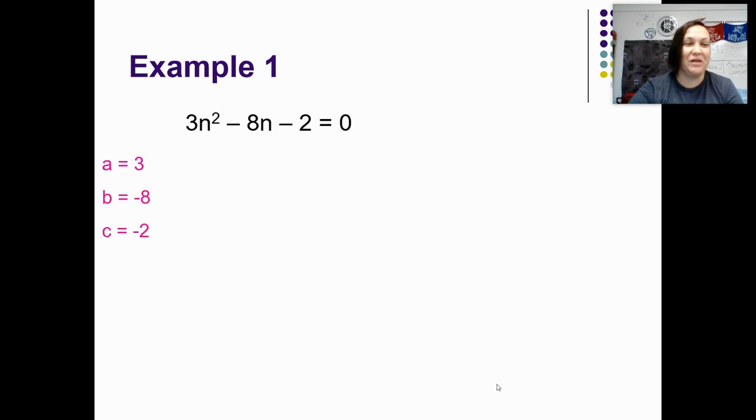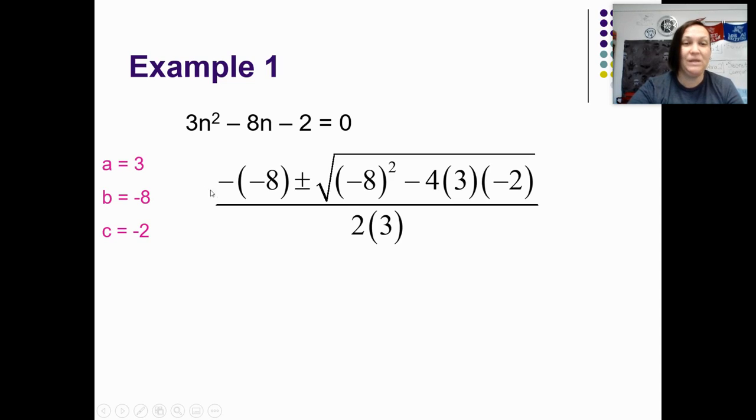For the quadratic formula, it's -b. Now, remember, we talked about this last week. In this problem, b is already negative, so you will need to do a double negative, which will turn into a positive. Plus or minus the square root of b squared. Now, again, when your b is negative, make sure to surround it with parentheses and have the square on the outside.